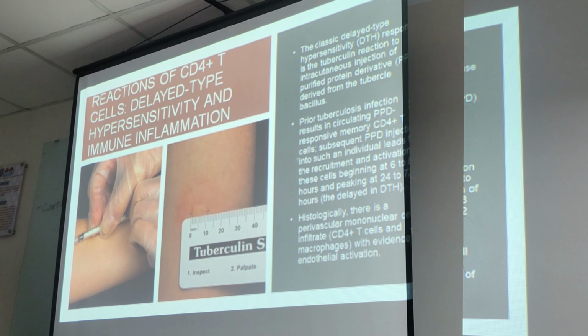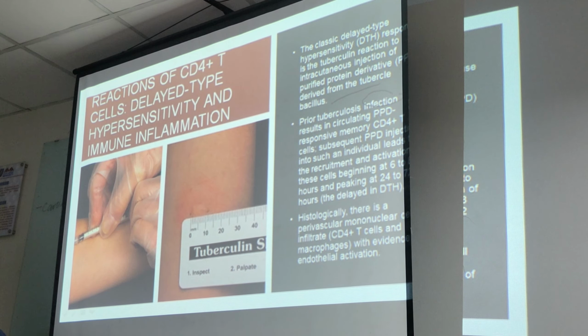So let's mention some examples of delayed type hypersensitivity reaction. One is the Mantoux test, PPD test, or skin test for tuberculosis. In here, you're injected with a purified protein derivative taken from a TB bacillus. Prior tuberculosis infection results in circulating PPD responsive memory CD4 T cells being activated.